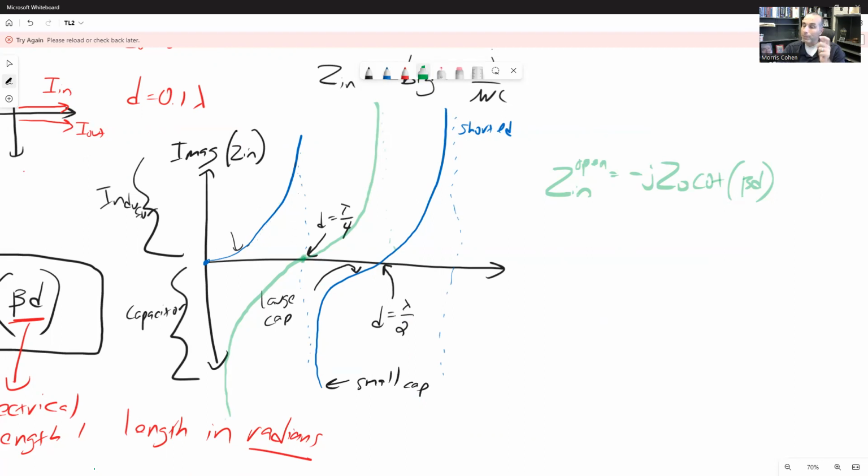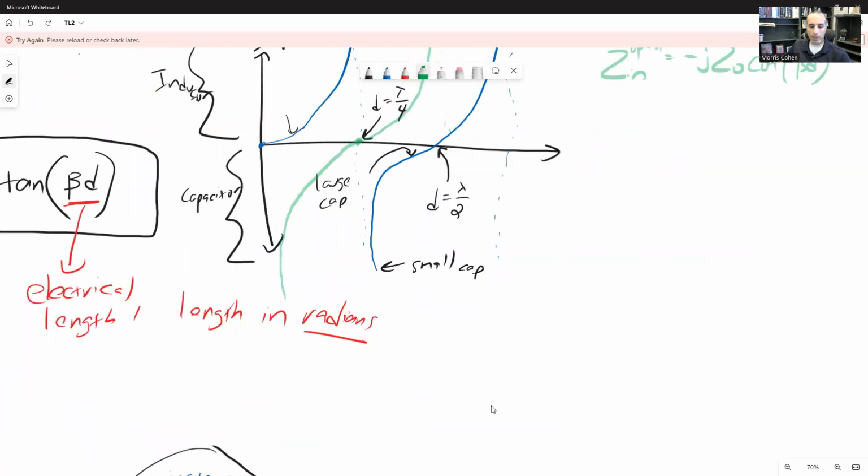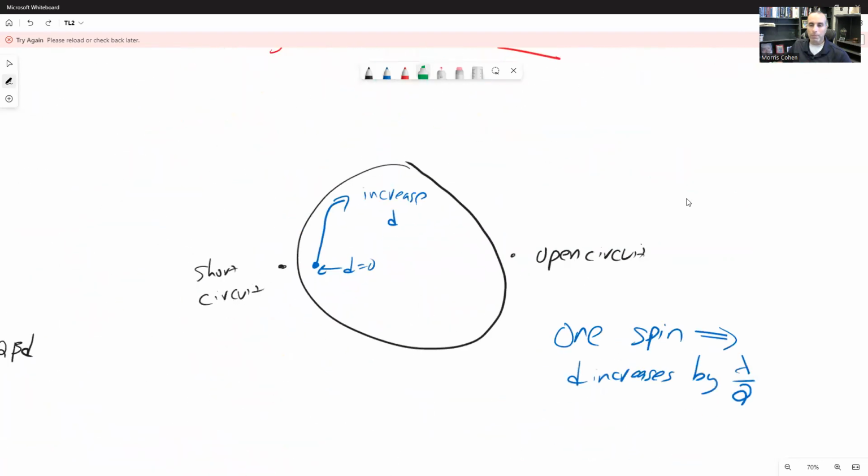So it does that same flipping that we saw with the shorted transmission line, except it does it at the quarter wavelength point. So what we can see here is that we're basically seeing the same relationship, right? The same evolution with an open transmission line as we did with a short. All we're doing is shifting things by a quarter of a wavelength. So with that in mind, let me go back to this diagram.